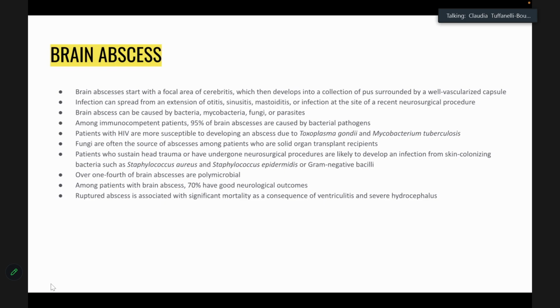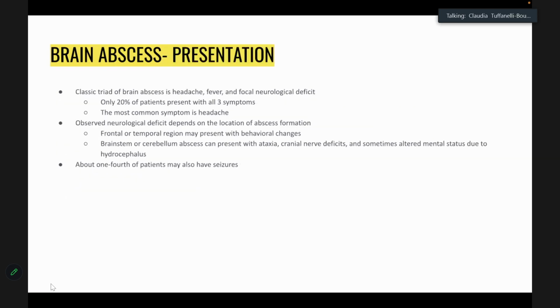A quarter of abscesses, kind of similar numbers to our skin, are going to be polymicrobial. So just tons of different bugs in there. Most people with abscesses actually have a fairly decent neurological outcome if they're diagnosed and treated appropriately, unless that abscess ruptures. And then usually they do not do well. So in the end, this is the neurosurgical issue, obviously, because like an abscess on the skin, it needs to be drained, but this one is in the brain.